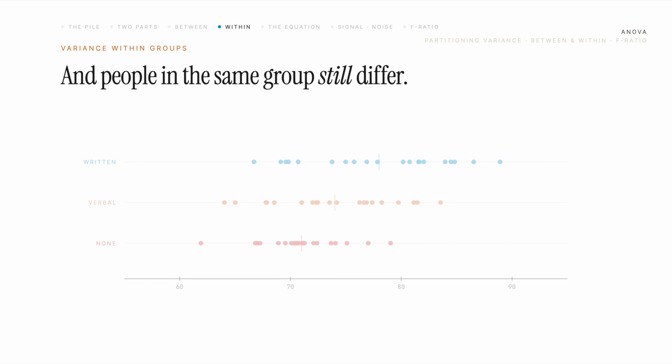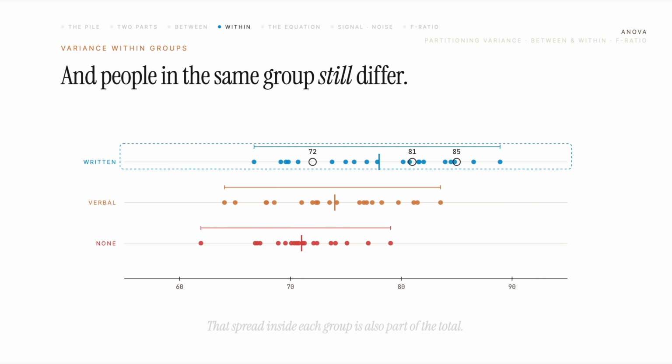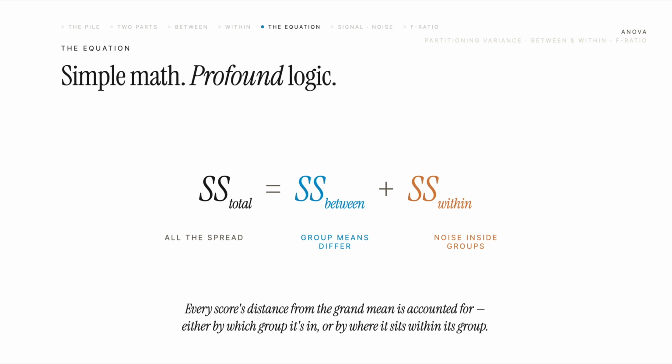Second, there is variance within groups. This is the variation among people in the same group. Within the written feedback group, students didn't all score 78. Some scored 85, some scored 72, some scored 81. That spread within each group is part of the total variance too. And here's the beautiful part. Total variance equals between group variance plus within group variance. The equation is simple, but the logic is profound.